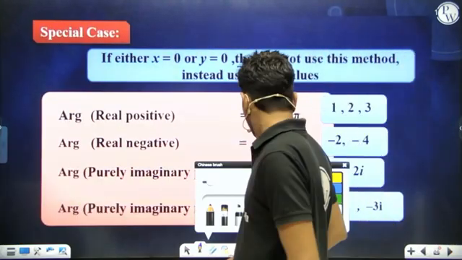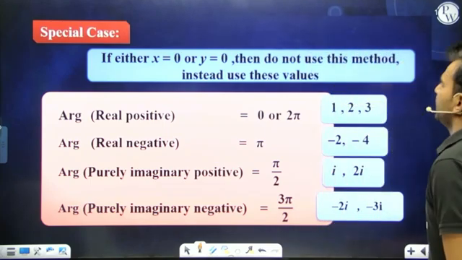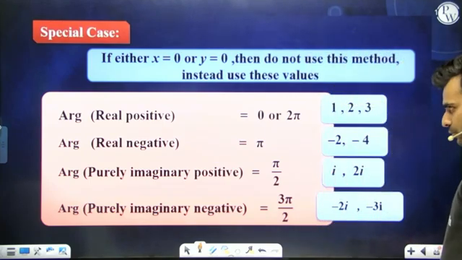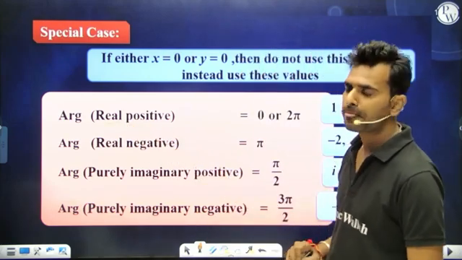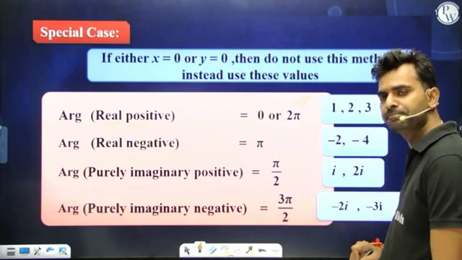If either of x or y is 0, then do not use this method. Instead use these values. We can say that if it is on the real positive x-axis, then the argument will be 0 or 2 pi.